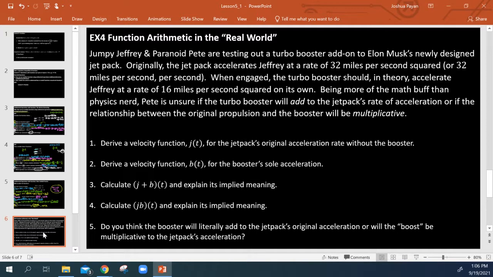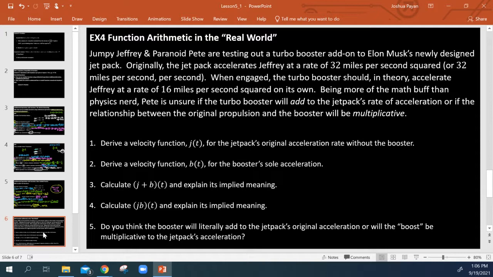But now it's got a turbo booster attached to it. And the turbo booster, in theory, by itself, if he was only wearing the turbo booster, would accelerate Jeffrey at a rate of 16 miles per second squared on its own. Like me, Pete is more the math buff than he is the physics nerd. So he's not sure if the turbo booster will add to the jetpack's rate of acceleration, and it becomes 48 miles per second squared, or if the relationship between them would be multiplicative, meaning you would multiply 32 times 16.